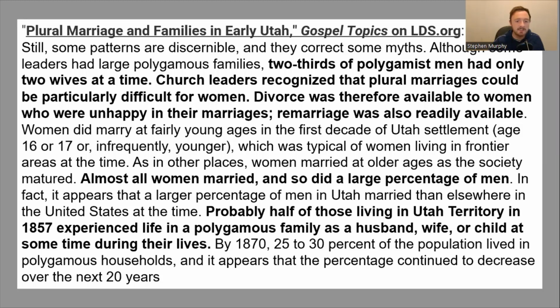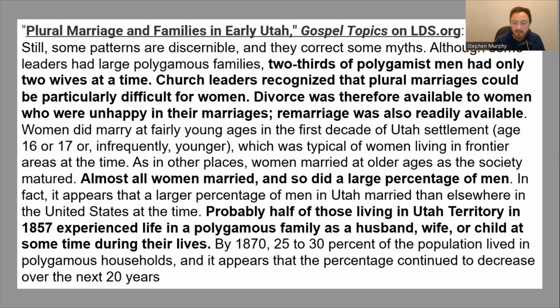So they say, still some patterns are discernible, and they correct some myths. Although some leaders had large polygamous families, 2/3 of polygamous men had only 2 wives at a time. Church leaders recognized that plural marriages could be particularly difficult for women. Divorce was therefore available to women who were unhappy in their marriages. Remarriage was also readily available. Then they go on to say almost all women married, and so did a large percentage of men. In fact, it appears that a larger percentage of men in Utah married than elsewhere in the United States at the time.